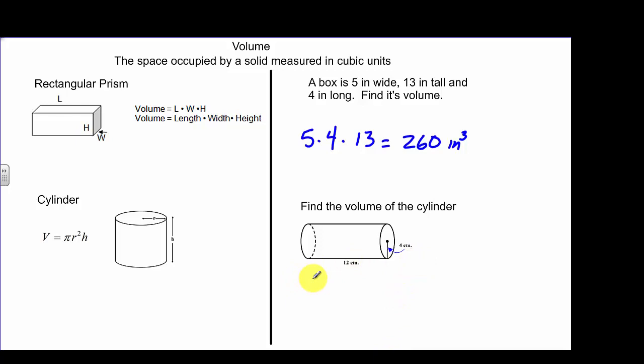Find the volume of the cylinder. We're going to go pi r squared times the height. Now your radius is 4, so I'm going to take pi times 4 squared times my height, which is 12. So what I've really got is 4 squared, or 16, times 12, which is 192 pi. This is the exact value. Since it didn't say to round, they assume that you know to put it in exact value.